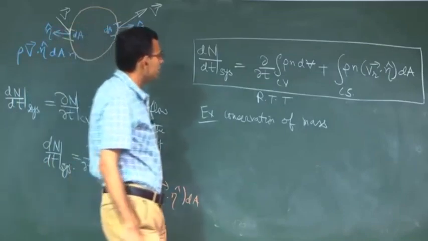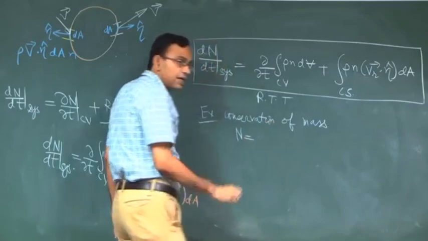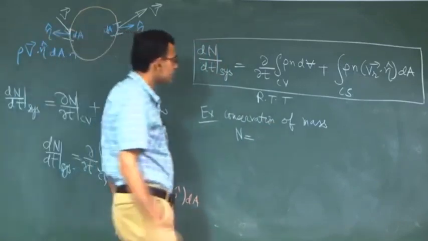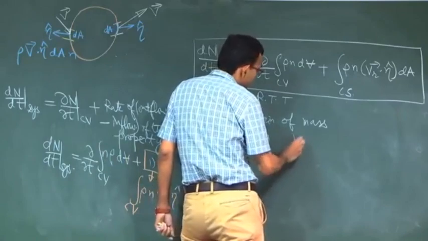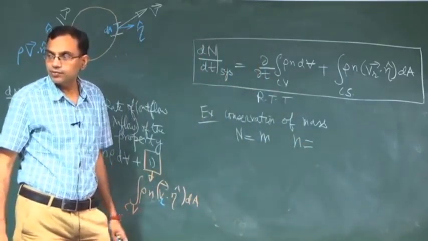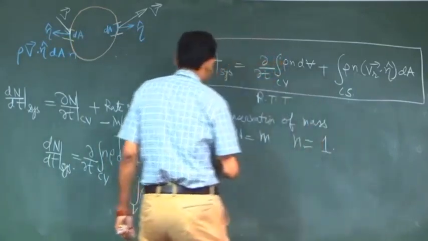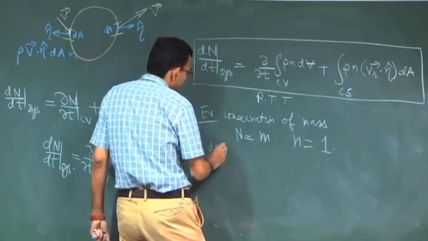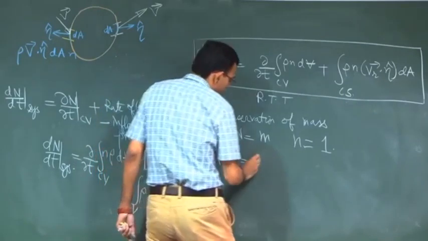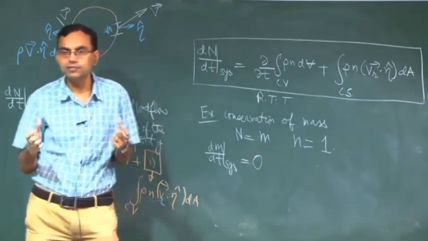So, in conservation of mass, what is capital N? It is the total mass of the system. What is small n? Capital N per unit mass, that is 1. And what is dm/dt of the system? This is 0. By definition, a control mass system is something of fixed mass.